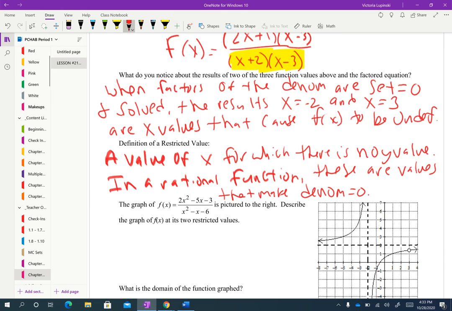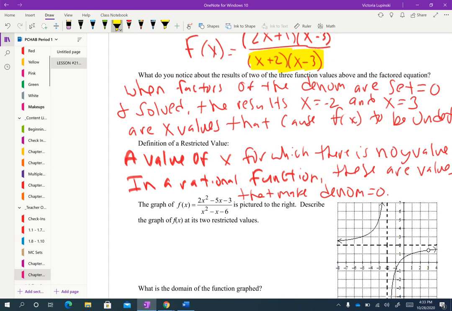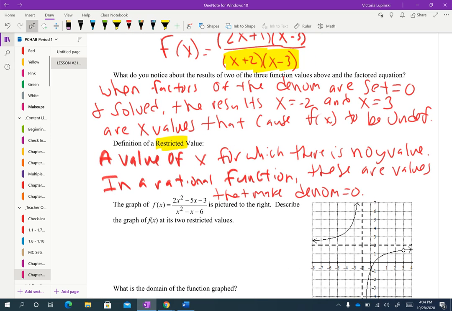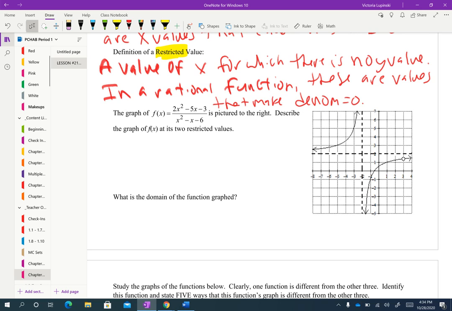And obviously I like to abbreviate, so hopefully you're fine with that. And again, a definition of a restricted value: a restricted value is a value of x for which there is no y value, and in a rational function, they always come from the denominator. So if we take a look at this first rational function right here, f of x, it's the same picture. We're going to describe the graph at its two restricted values.